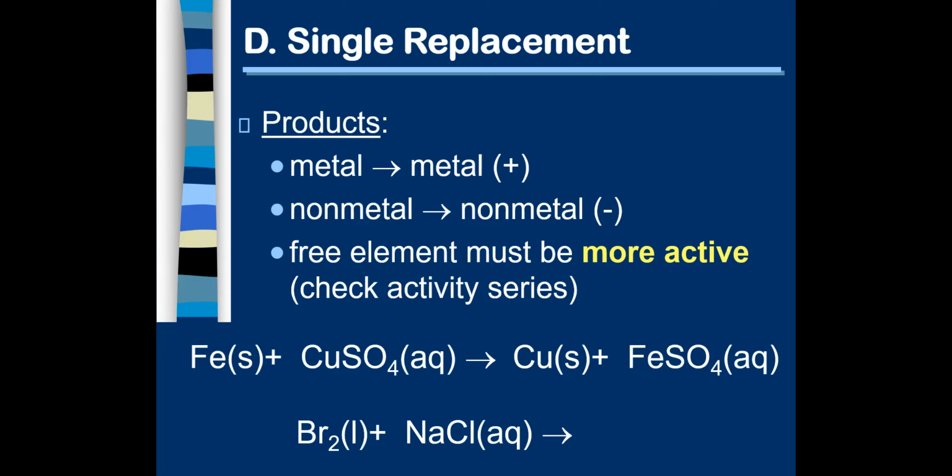But bromine is not more reactive than chlorine, because if you look at the periodic table, and this is only the halogens now, but if you look at that periodic table, bromine is below chlorine, which means it's less reactive, therefore no reaction. Okay.